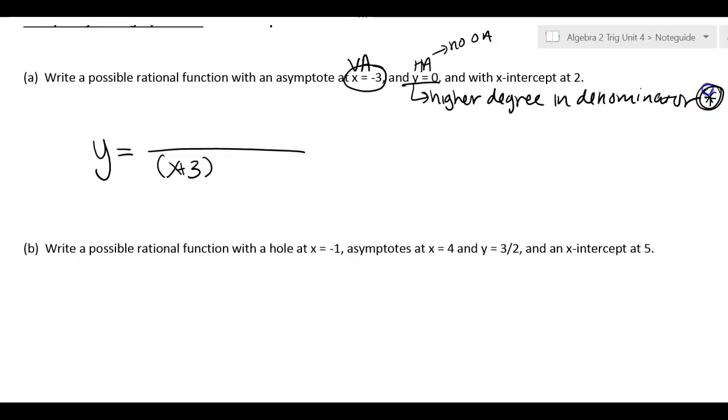I'm going to go back to this at the end to make sure that it happened right, because I want to fill in the other info first, okay? Then it says it has an x-intercept at 2.